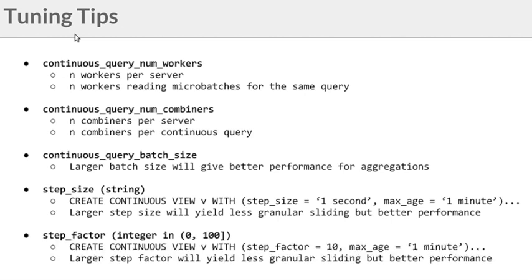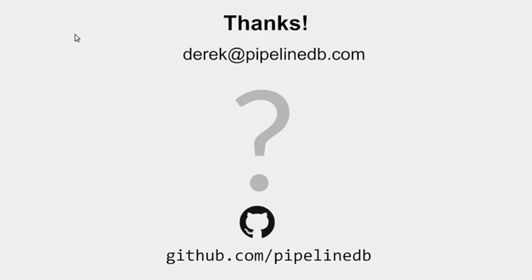And the step factor is the same thing. This allows you to express that step granularity as a fraction of the overall window size. So if you wanted to say only tumble the window forward after it's reached 10% of the overall window size, that's what the step factor does for you. Okay, so that's it. If you guys have any questions, I think we have some time. I'd be happy to answer anything.